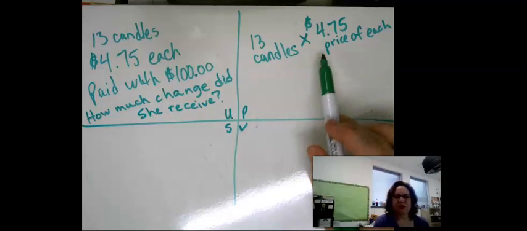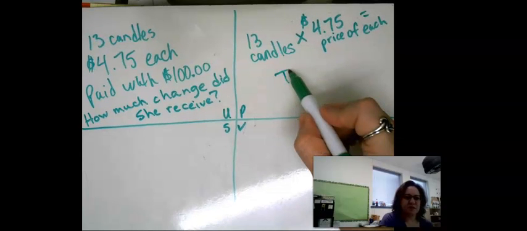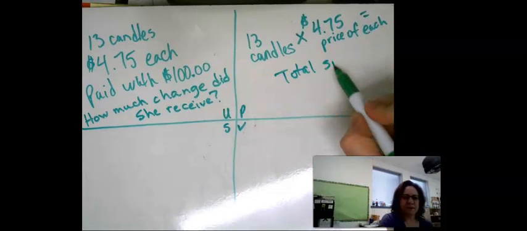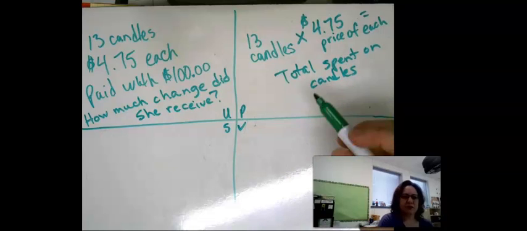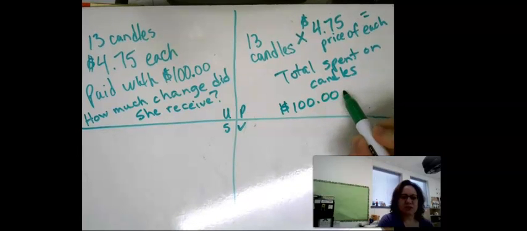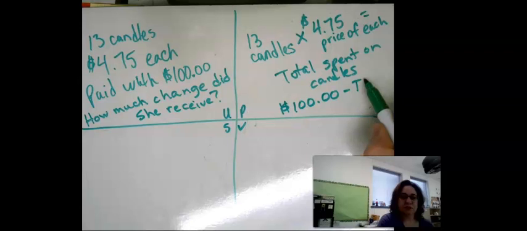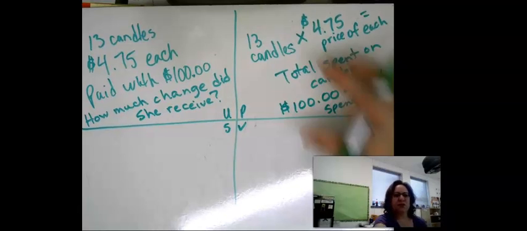Well, once you get this total, you can take it away from what she paid, which was $100. So once we get this answer, we're going to get the total spent on candles. We can take that number away from the $100 bill. So $100 minus this total spent on candles. It's going to give us the change that she receives back from paying with a $100 bill.